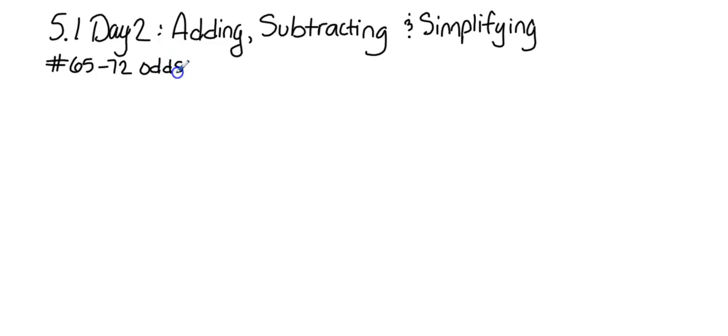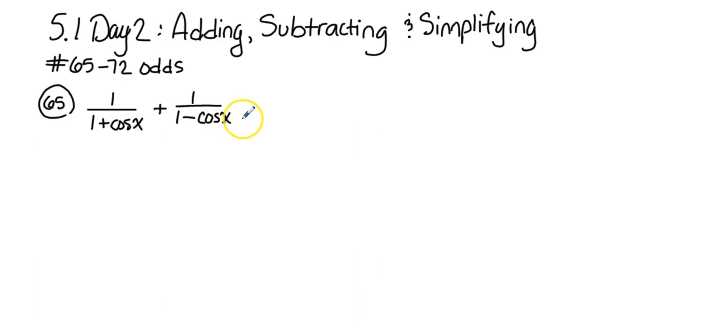So starting with 65, it says 1 divided by 1 plus cosine of x plus 1 divided by 1 minus cosine of x. So just like we would with any other type of fraction work when it comes to adding or subtracting, we want to work towards having common denominators. And the fastest way to do that will be to multiply the first fraction by the denominator we see over here, and then we'll multiply the second fraction by this denominator.